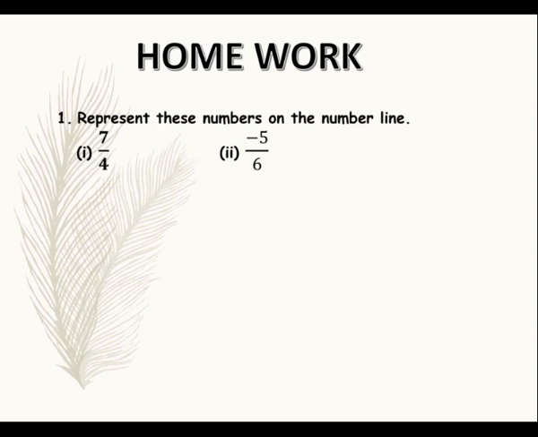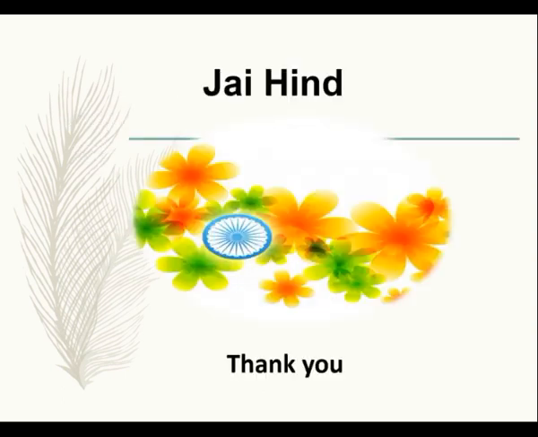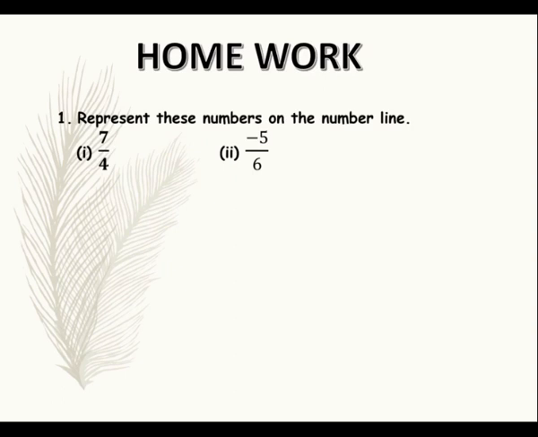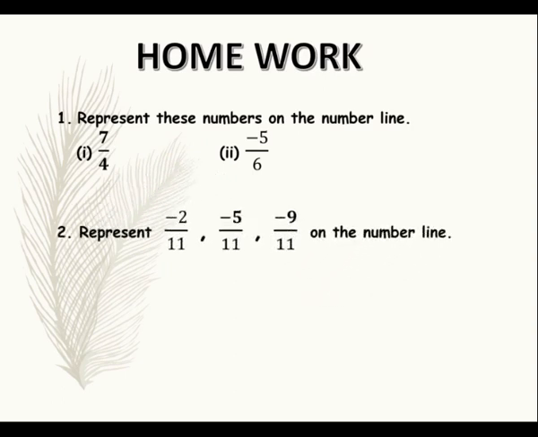Next, the second question for homework. Here represent minus 2 by 11, minus 5 by 11, and minus 9 by 11 on the number line. For representing these three numbers, one number line is enough. You can represent all three on the same number line. This is homework for you.